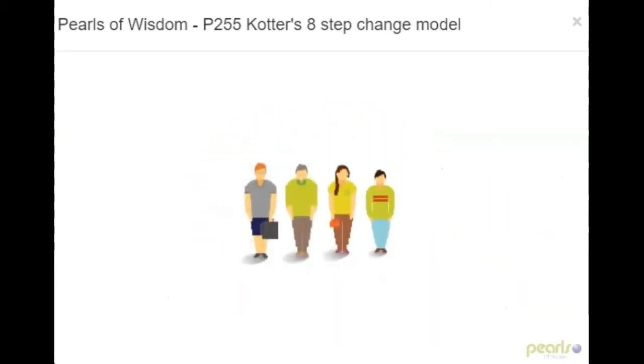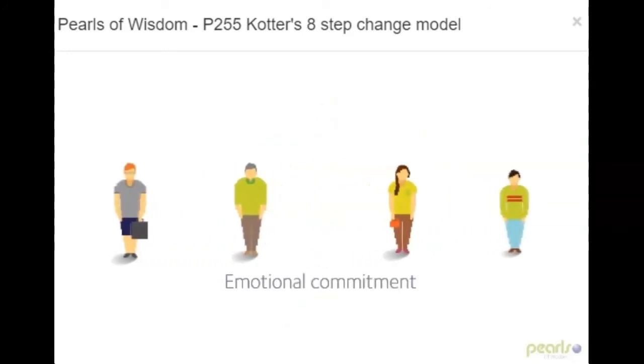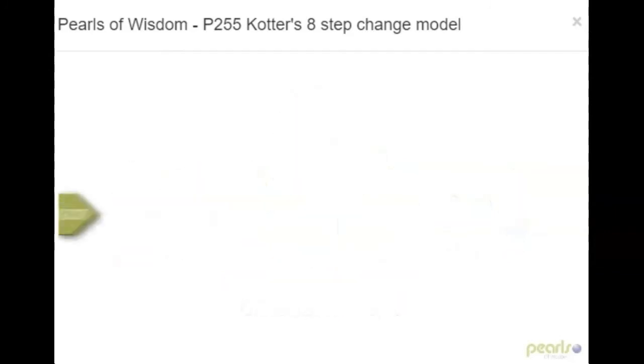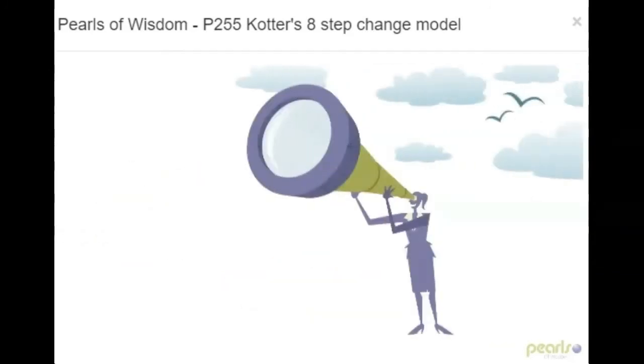So identify the true leaders in your organization and ask for emotional commitment from these key people. Build a change team ensuring that you have a good mix of people from across the company. Step 3 is setting a clear vision of how you see the future organization looking and why that's beneficial. This will help everyone to clearly understand why you're asking them to assist you in this change.